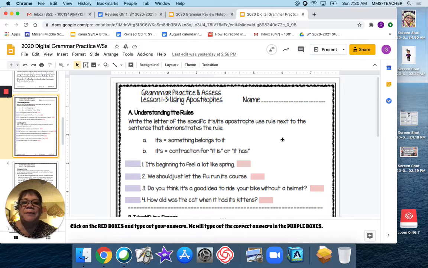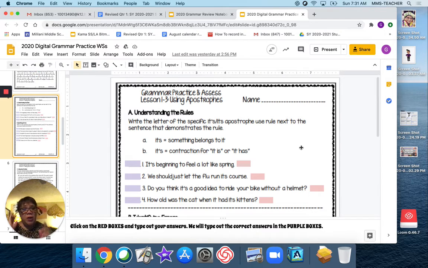So let me pull this up. Now, for the digital grammar practice worksheet, you are going to do lesson 1.3 using apostrophes, and then you will do lesson 1.4 for the quotation marks. So let's look over the instructions on the bottom of the page. It says click on the red boxes, so that's over here, and type your answers. You have 2 boxes, purple and red. You're going to type your answers in the red boxes. When we go over this worksheet, you will type the correct answers in the purple boxes. So when I give you the correct answers, you'll type them in the purple boxes.